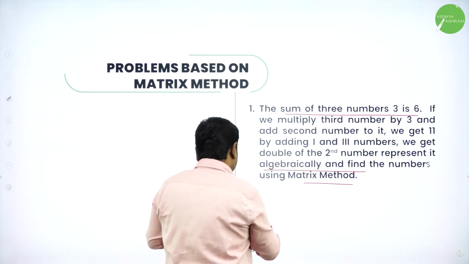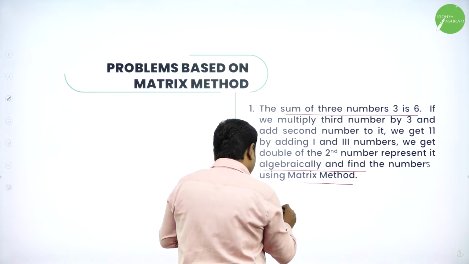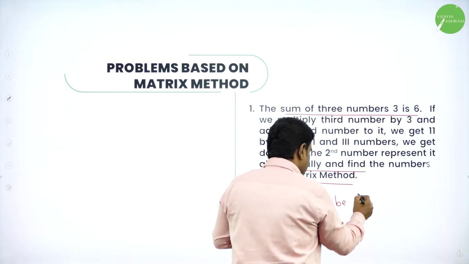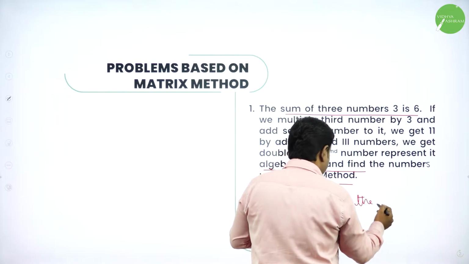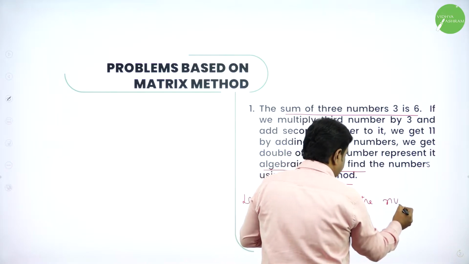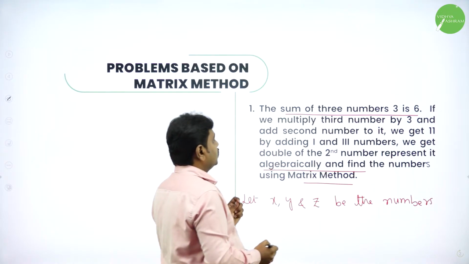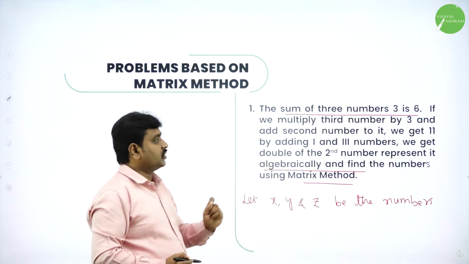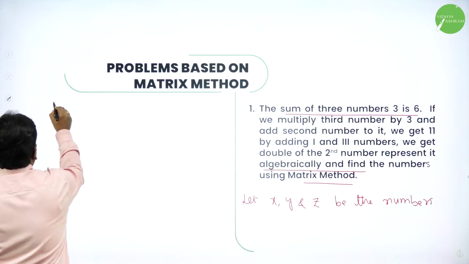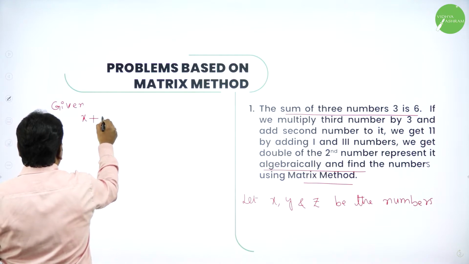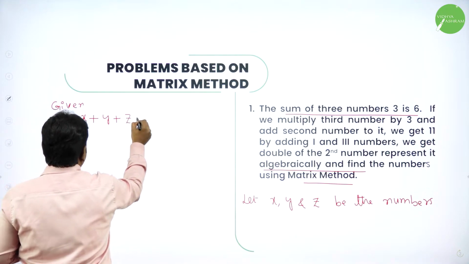So first we'll assume let x, y and z be the numbers. Now what is given? Sum of three numbers is 6, they told. So I'll take, given, x plus y plus z is 6.